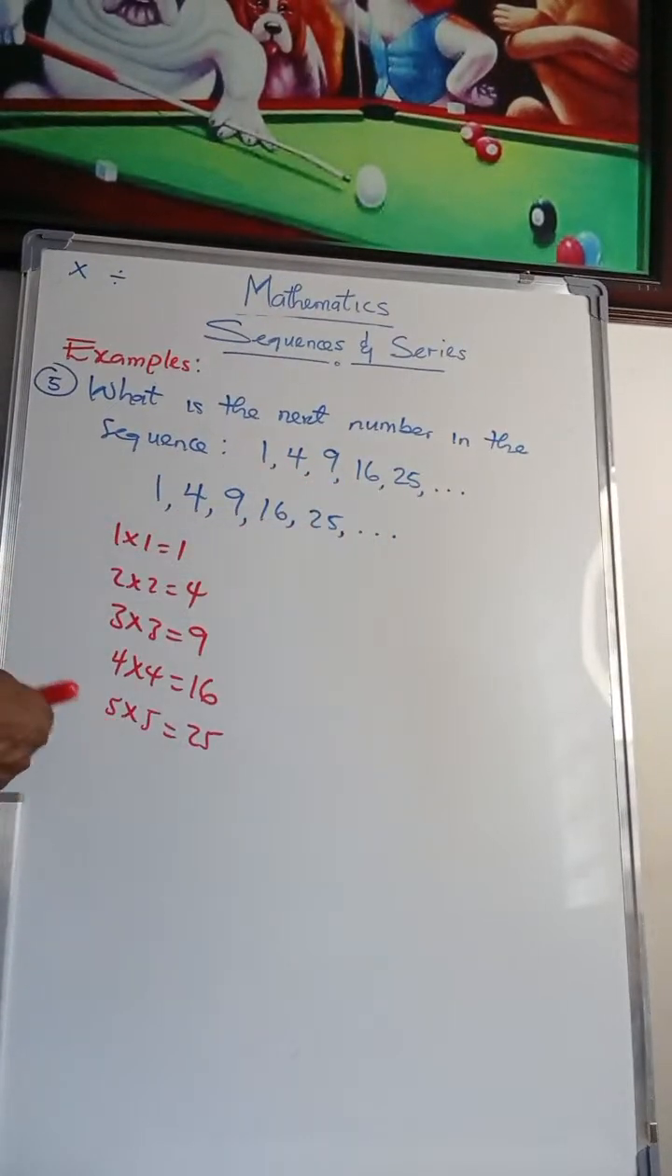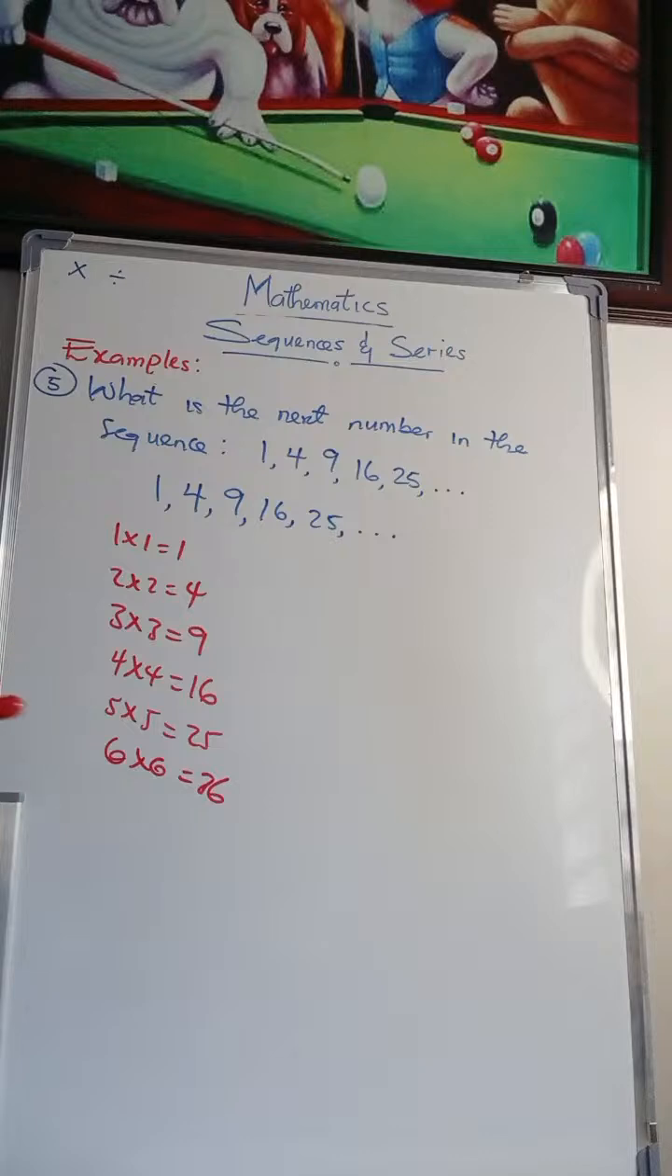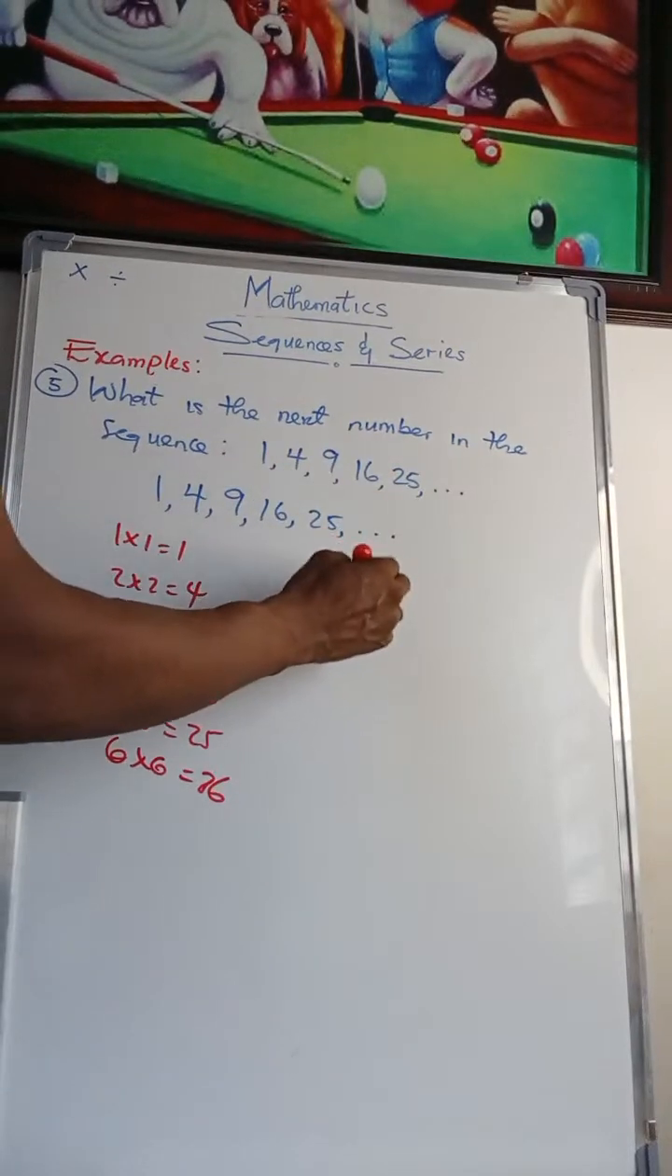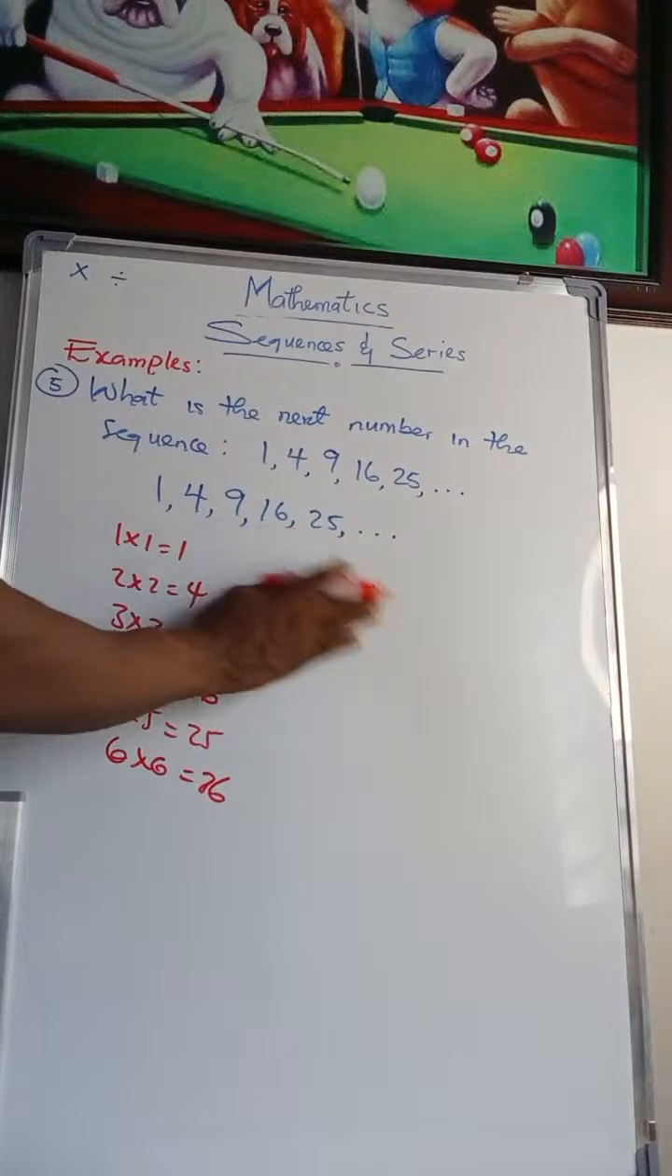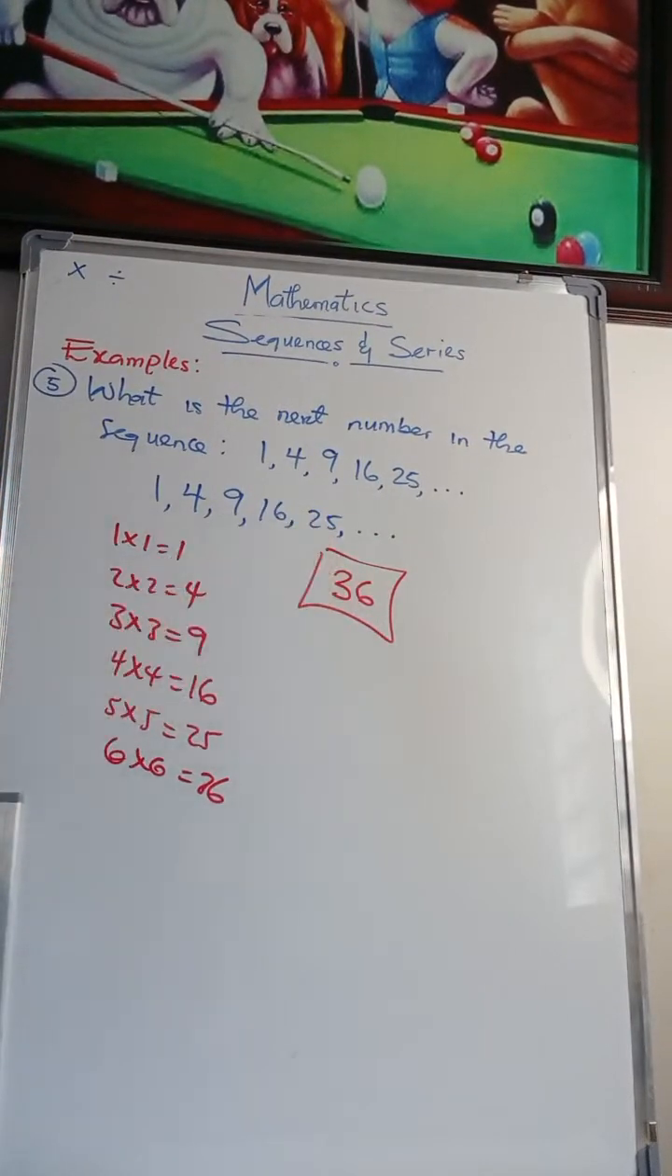And I'm sure that you know what the next one will be. The next one will be 6 times 6, which is 36. So the next number in the sequence is going to be 36. That will be the next number in the sequence. All right, so this is how to treat questions like this.